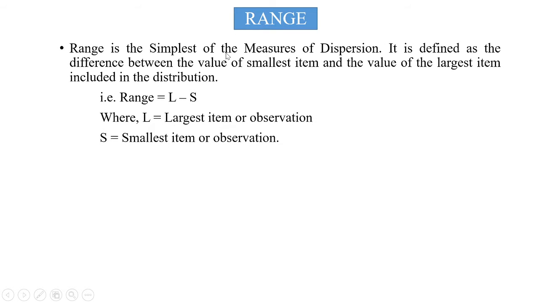Range is the simplest of the measures of dispersion. It is defined as the difference between the value of the smallest atom and the value of the largest atom included in the distribution. That is, range is equal to L minus S, capital L minus capital S, where L is equal to largest atom or observation, S is equal to smallest atom or observation.